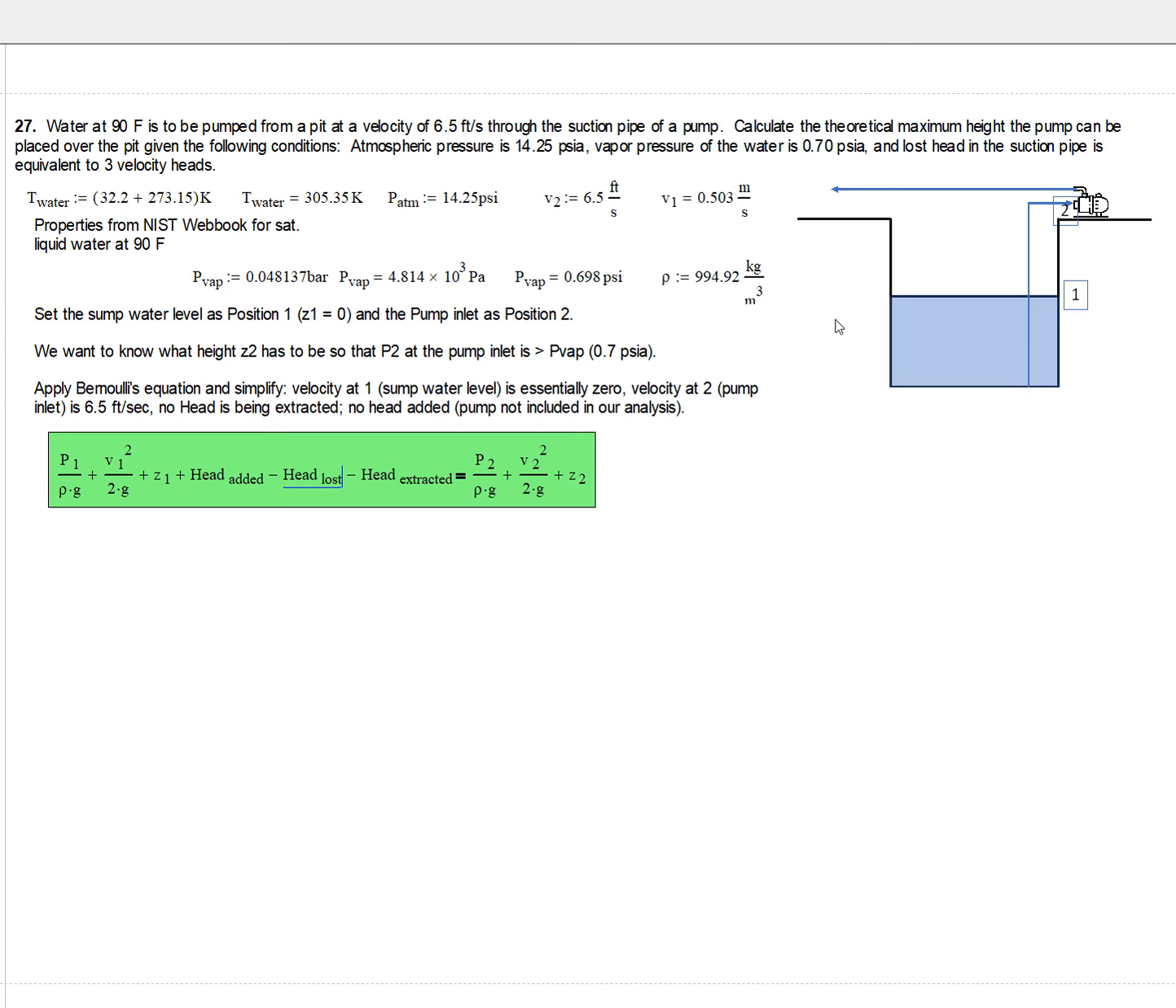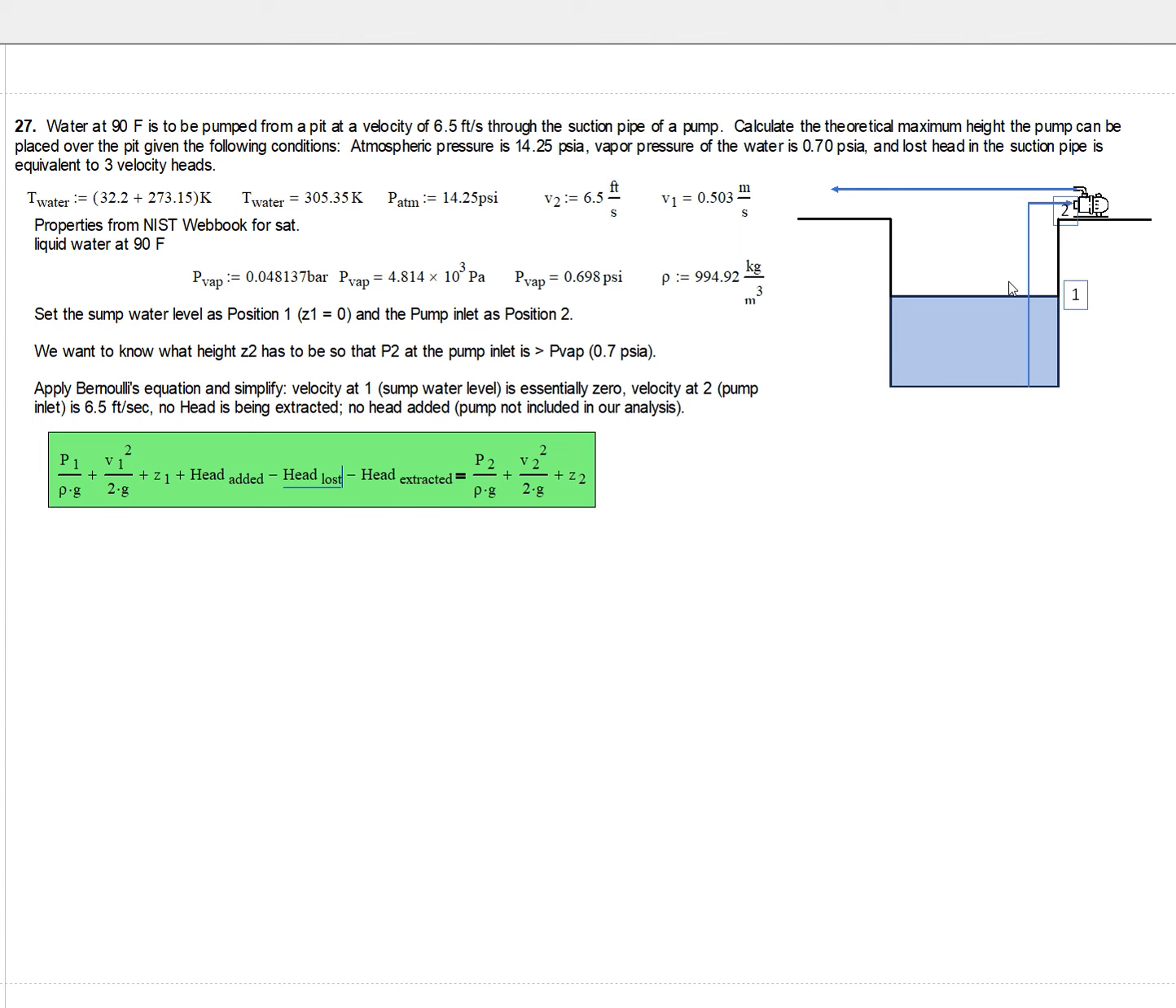What about the elevation? Well, we're going to set our datum, our reference level, to be the level of the fluid in the tank. So that is equal to 0. Head added. Is there any head added to our system?